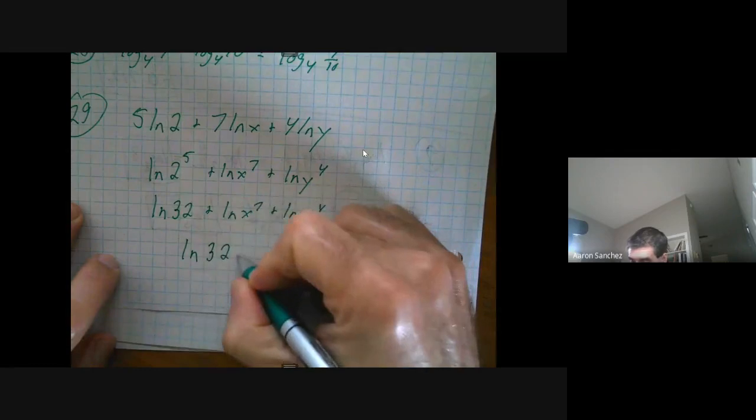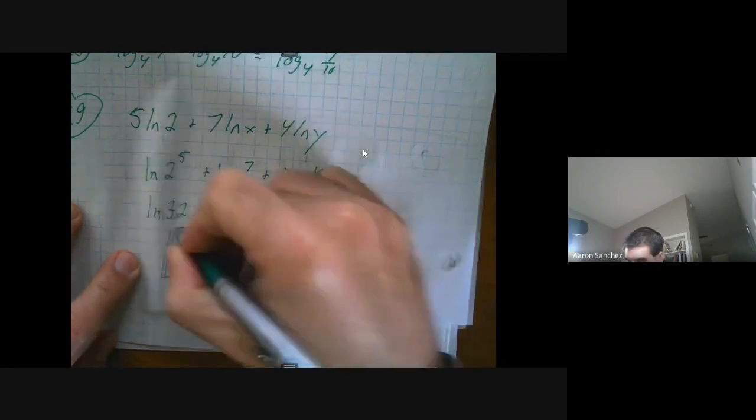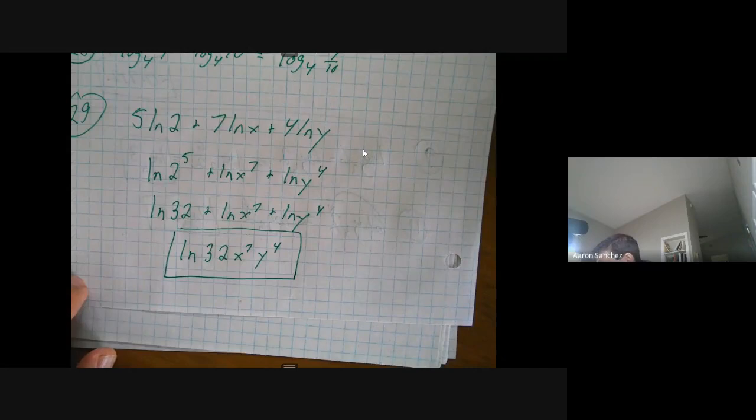Natural log 32 times x to the 7th times y to the 4th. Using the product rule, we just put all those together. 29. 29. Oh, I love you. 29.